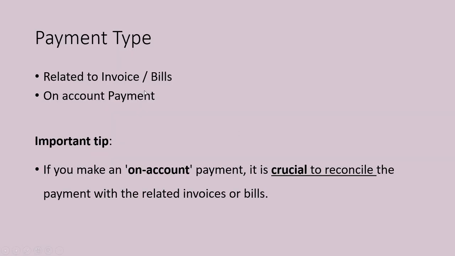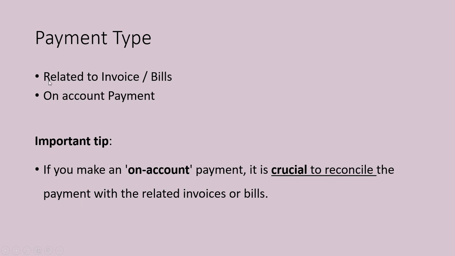In Odoo, we have two types of payment: one related to invoices or bills, and another that is not related to any available invoice or bill, which is an account payment. We divide these two types into two ways of creation, and we will discuss them. One important note: if you make an on account payment, it is important to reconcile it with the related invoice or bill after the bill creation.